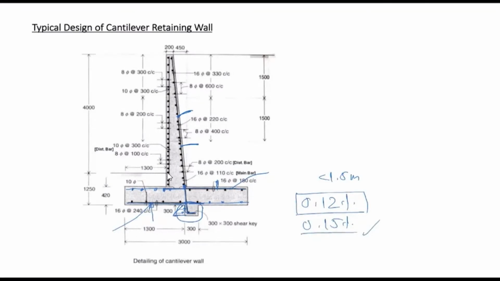So the provisions are given in different codes. You will have to follow that.